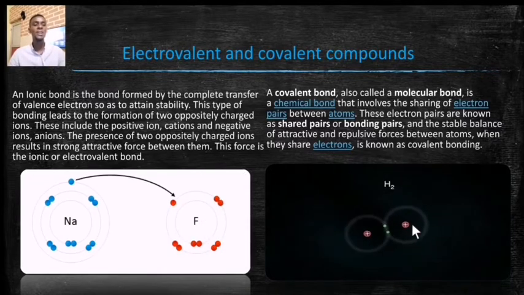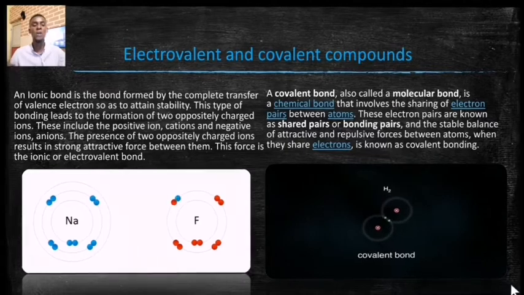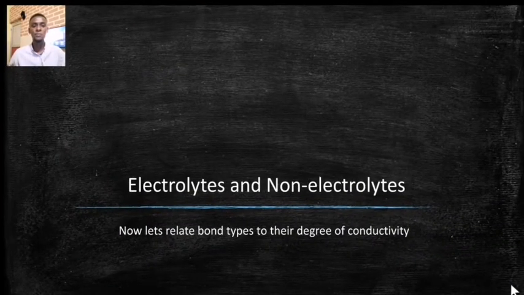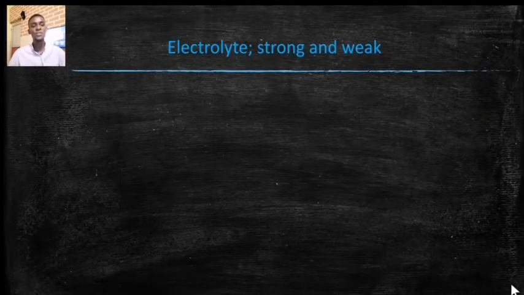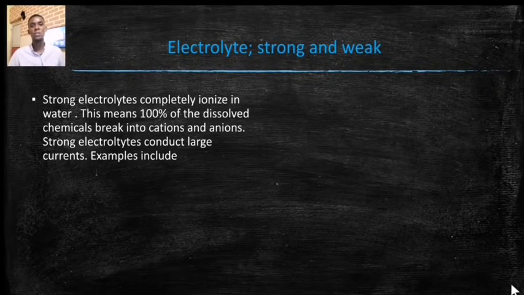Let us see how this relates to our topic for the day. So how does this relate to the degree of conductivity? We're going to be looking at electrolytes and non-electrolytes. So what are electrolytes? The first thing you should know is that electrolytes are substances that conduct electricity and are decomposed in the process. They could be in molten form or in aqueous form. As we advance, we're going to see the definition later on.